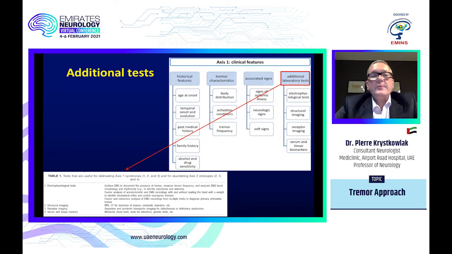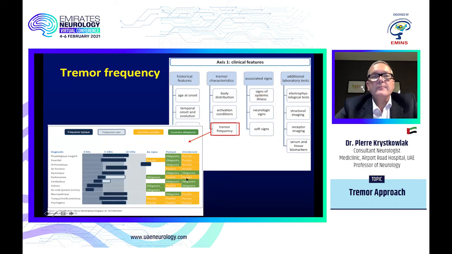Additional tests can also be helpful. As I told you, some electrophysiological tests or structural imaging or receptor imaging like DAT scan or something like that. And also blood tests, serum and tissue markers can be helpful not only for delineating the axis 1 syndromes, but also for elucidating the axis 2, the etiologies.